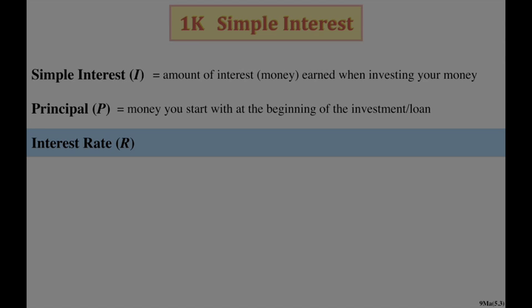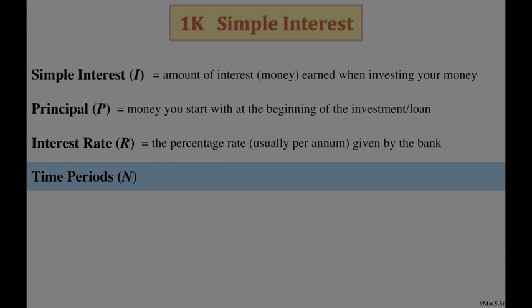The interest rate is the percentage interest rate that you're going to get given to you, normally by the bank. And N is the number of time periods. It could be the number of years, it could be the number of months, it could be the number of days, depending on what type of question we're dealing with. For you, it's typically going to be in years.